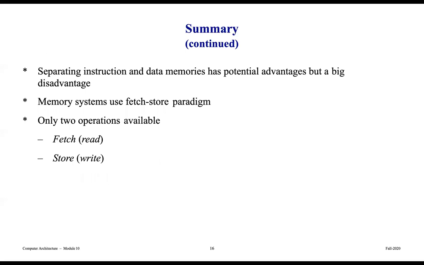Separate instruction and data memories have potential advantages, but there is a big disadvantage. And the trend for general purpose computing is to move away from having separate memories and just use the von Neumann architecture, which I described in this chapter. The memory systems use fetch store paradigms, which, as we're talking about here, fetch you can think of in terms of a read, and store is you're writing things back. So you read things from memory, say load it into a register, or a store: you take things from a register and store it into memory.